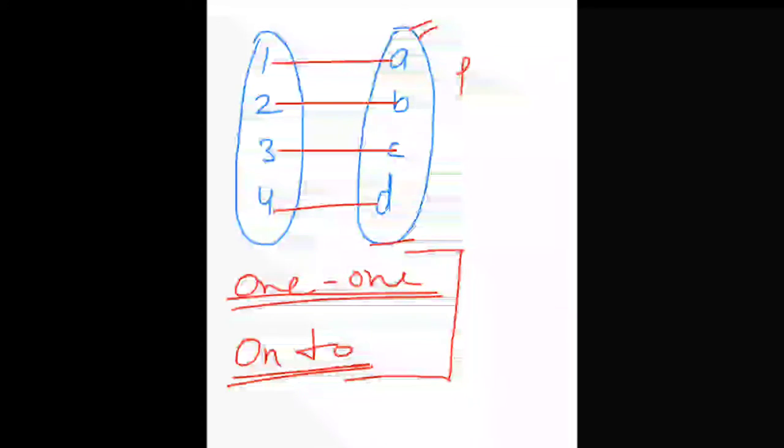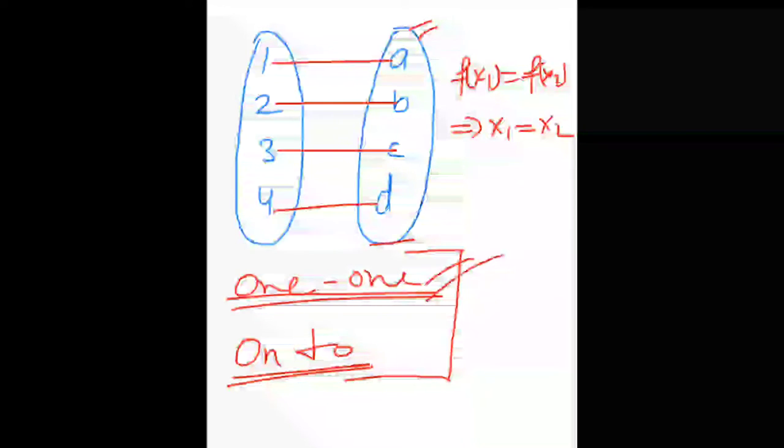If f(x1) equals f(x2), that implies x1 equals x2, then only the function is said to be 1-1.